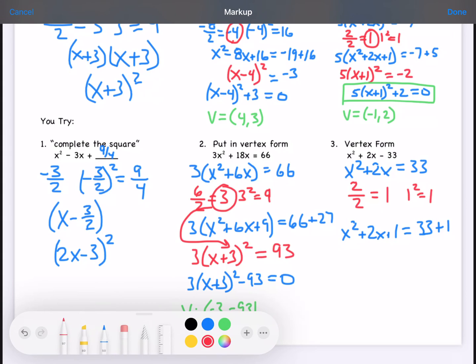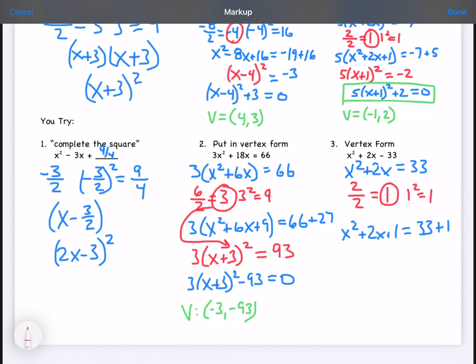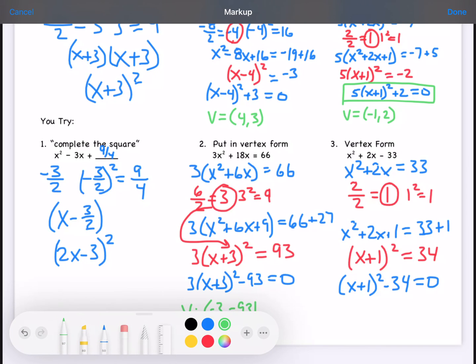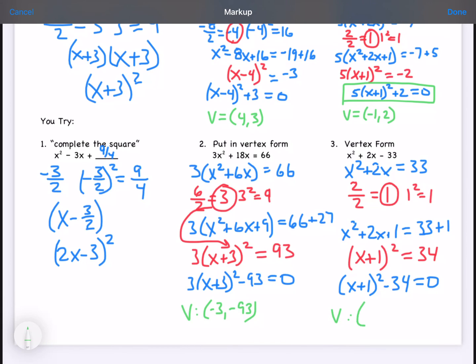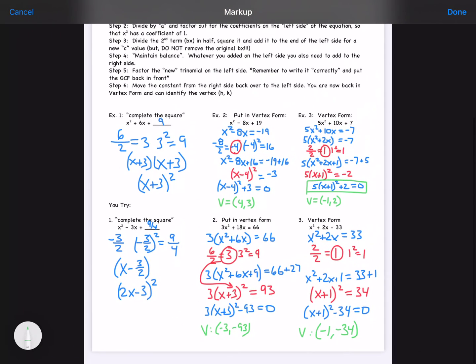And so then, using this as our factor, that's our perfect square factor, x plus 1 squared equals 34. I'm going to bring the 34 back over. So we have x plus 1 squared minus 34 equals 0. So my vertex is -1, -34. And that's completing the square.